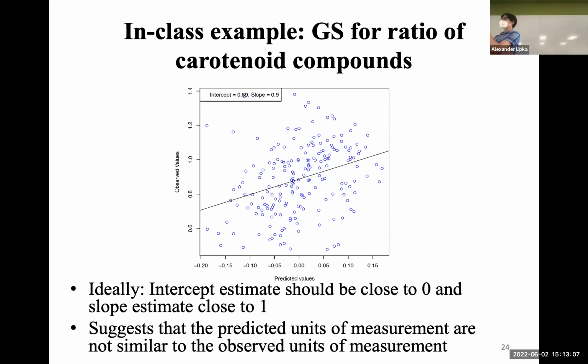If your model is not biased, i.e., if it is not giving unreasonable values, your intercept estimate should be around 0 and your slope estimate should be around 1. Here we see that the intercept value is 0.89, so that's a little bit away from 0, and then the slope is 0.9, which is kind of close to 1.0. So my interpretation of this is that maybe there's a little bit of bias present in the data.